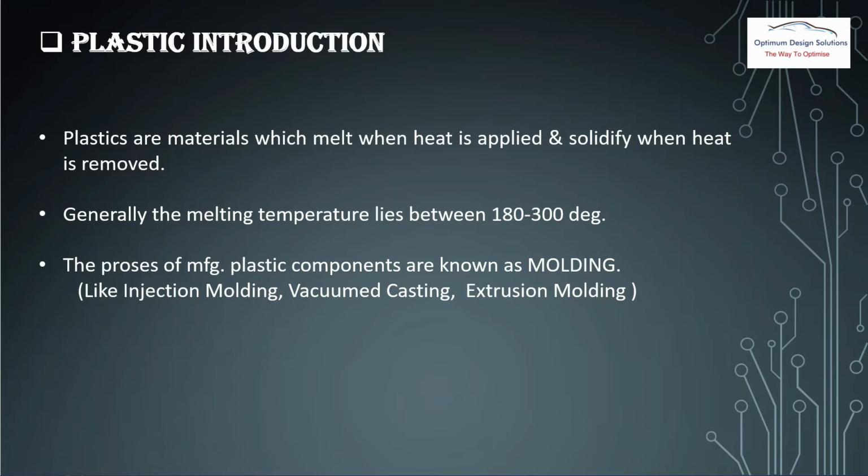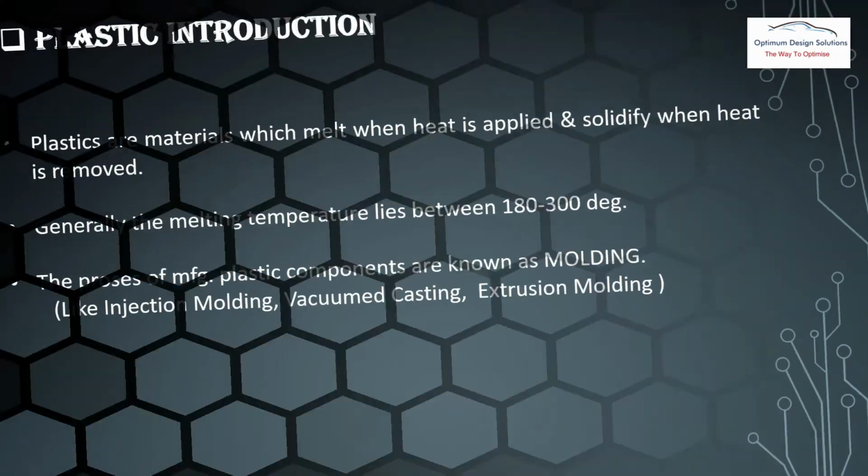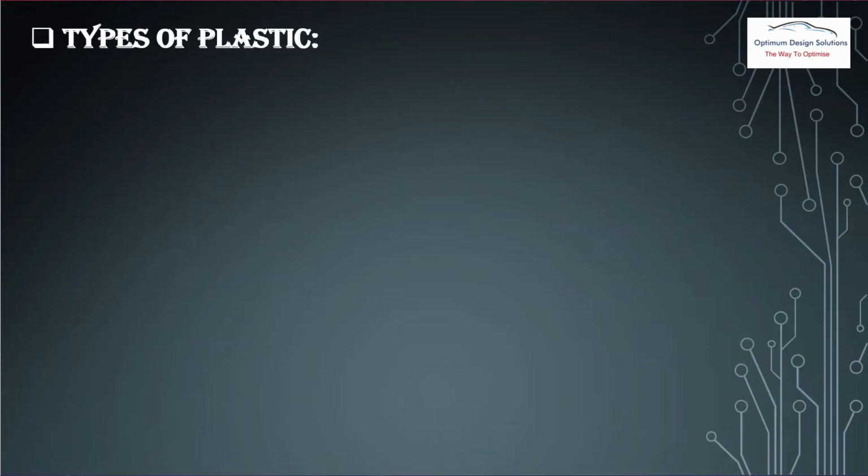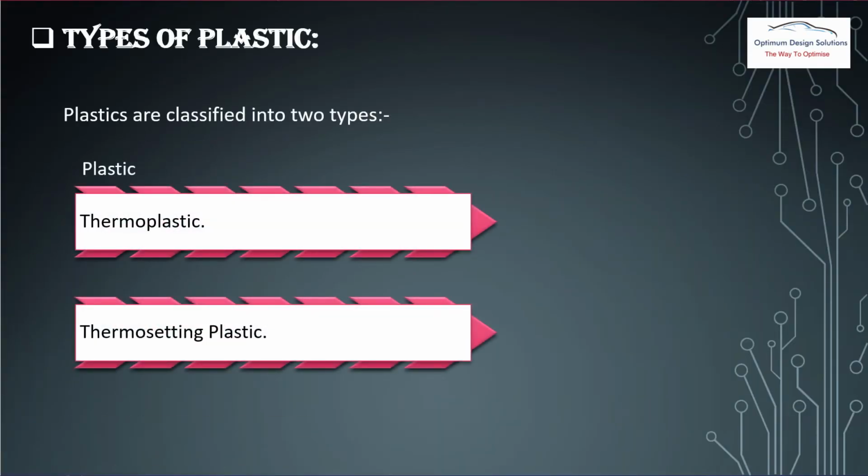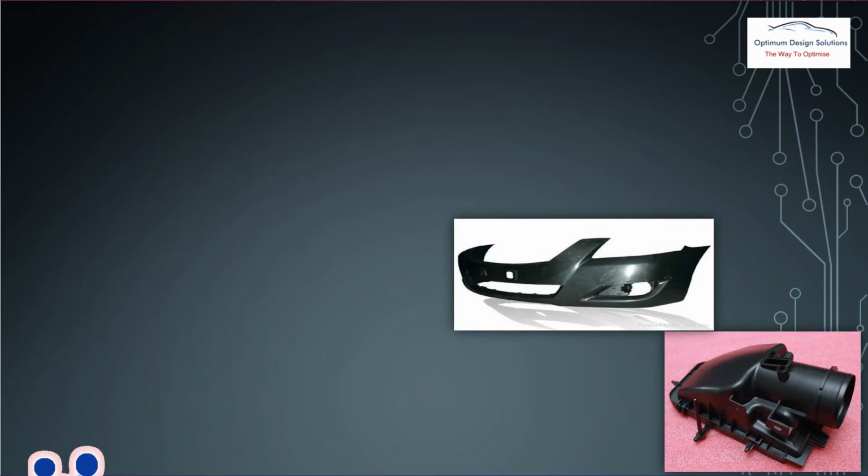The process of plastic component manufacturing is known as molding. It may be injection molding, vacuum casting, extrusion molding, or any different type of material manufacturing. So next one, that is types of plastic. Simply there are two types: thermoplastic and thermosetting plastic. So we'll discuss in detail.